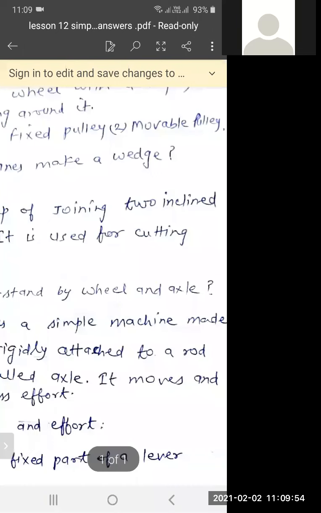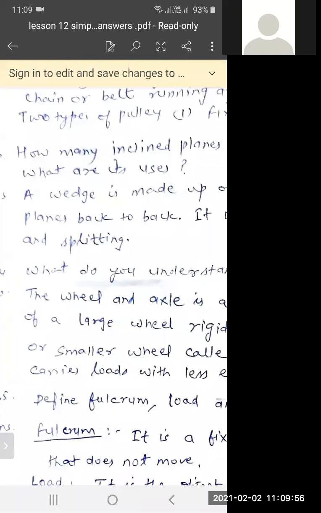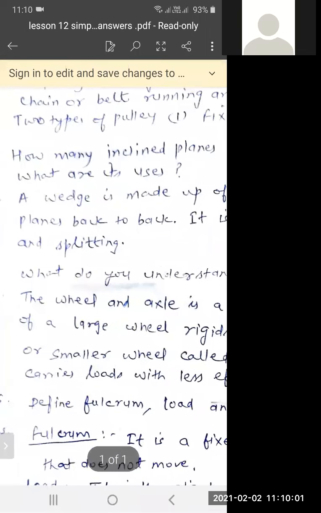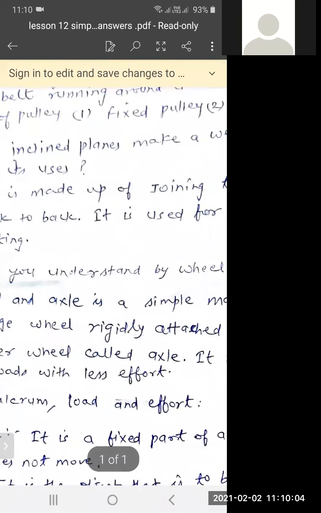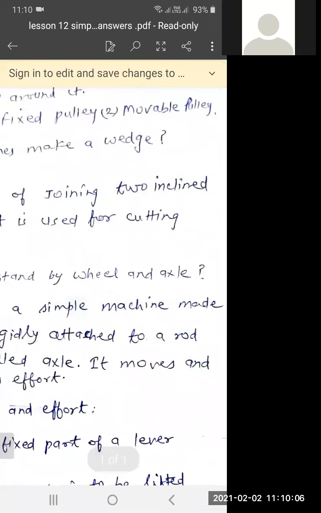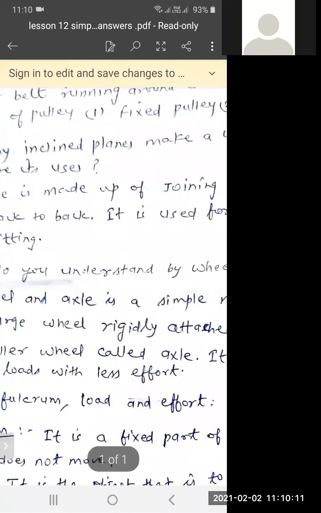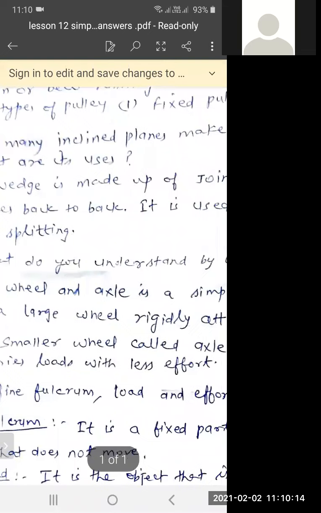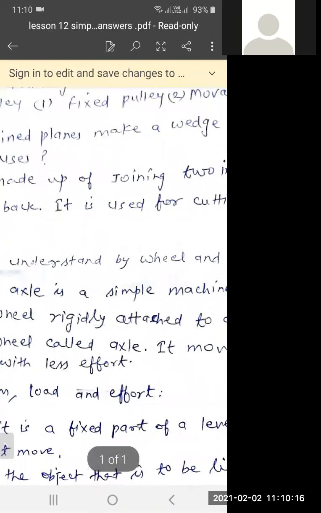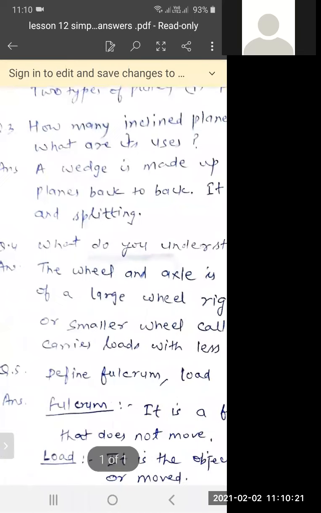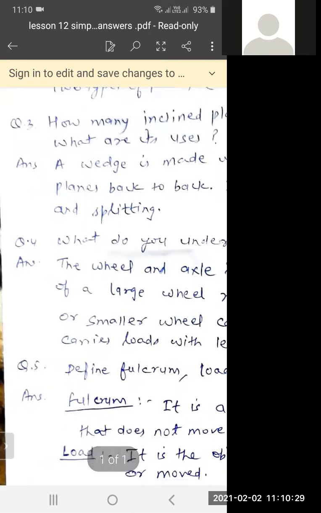Again, I'll read it out. A wedge is made up of joining two inclined planes back to back. It is used for cutting and splitting. Question number 4. We'll go for question number 4.